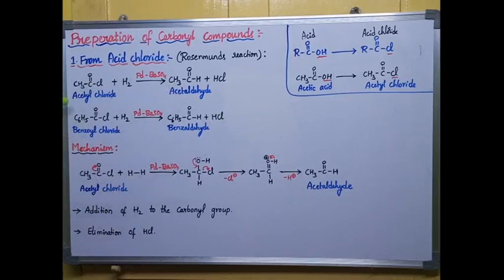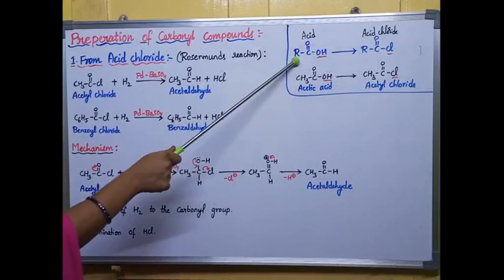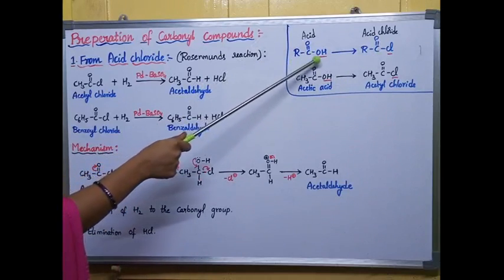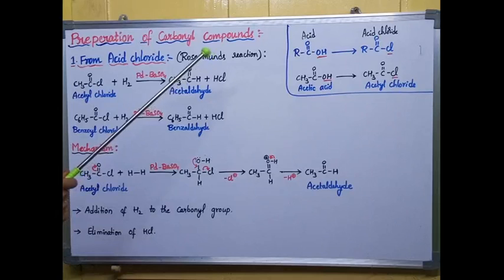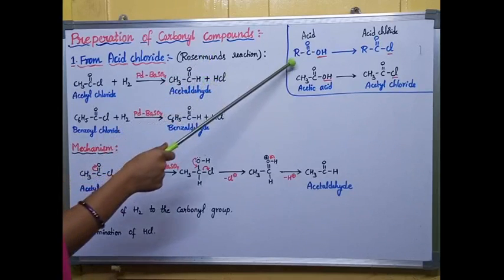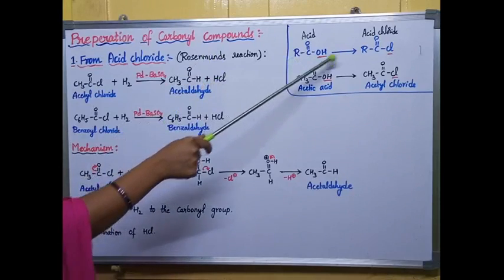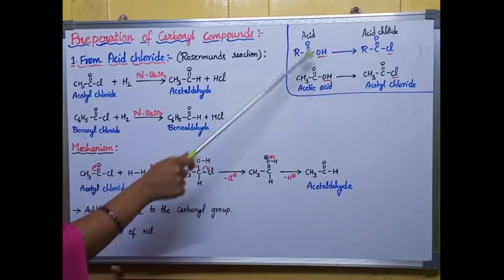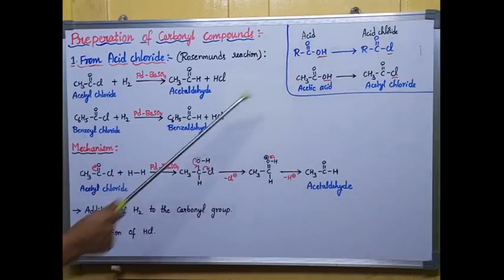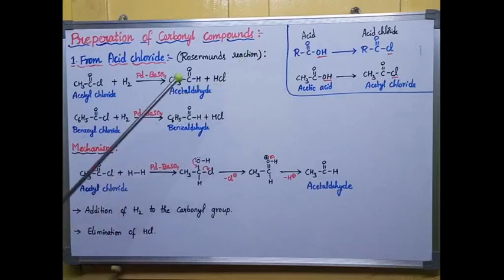So what is an acid chloride? An acid chloride is obtained from an acid. If I take the acid functional group, which you already know, RCOOH, R can be any aromatic or aliphatic group, any alkyl or aryl group. Here OH is replaced by Cl, and we get the acid chloride. As it is obtained from acid, we can call it a derivative of acid.